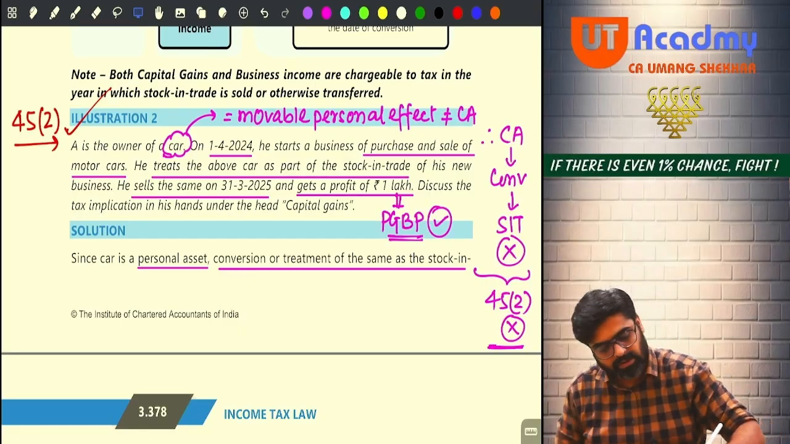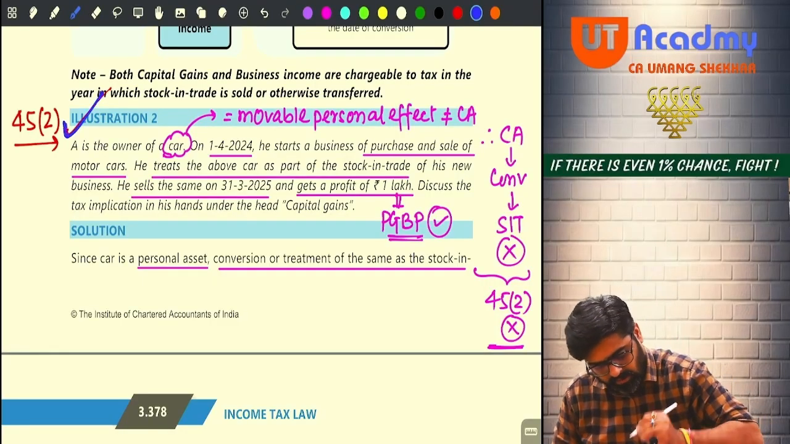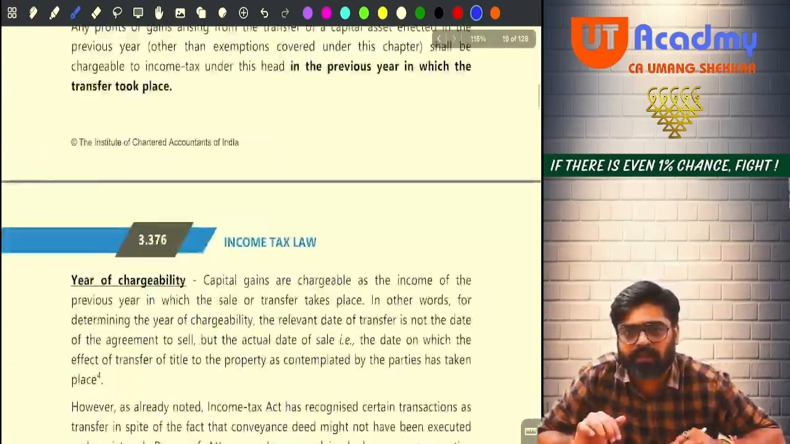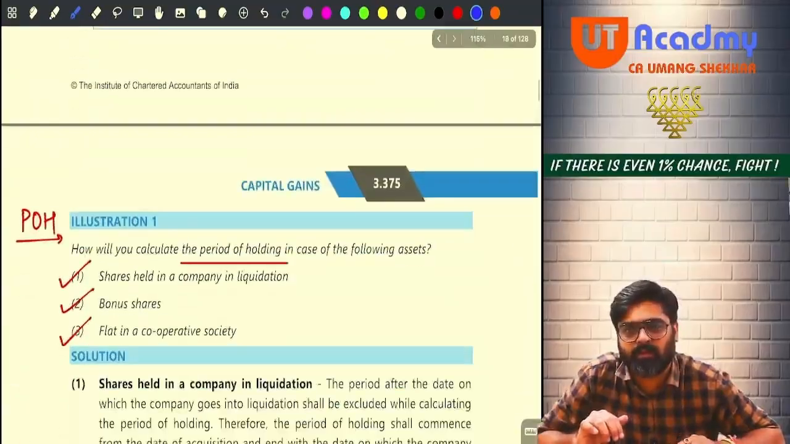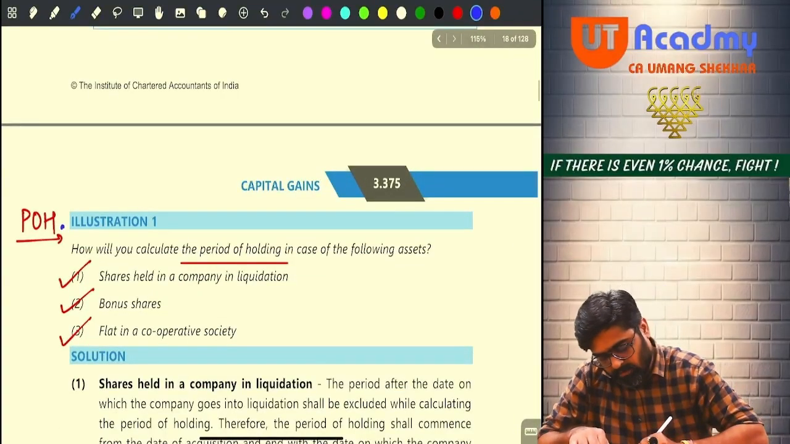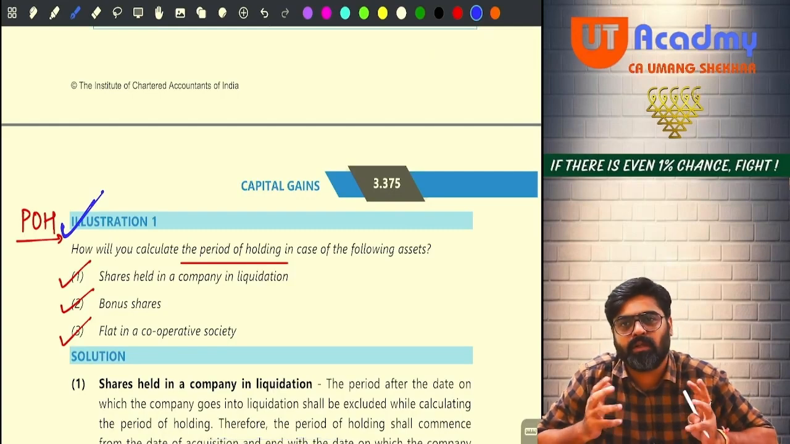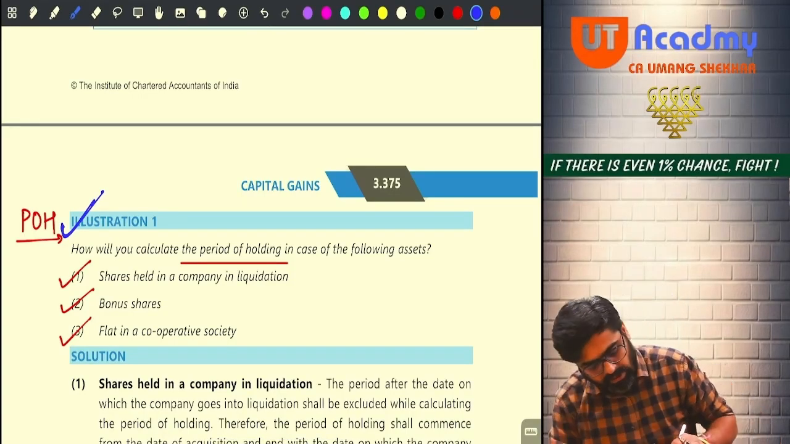Okay, so this question is done. Question number 2 is done. Come to question number 1 now. Illustration number 1. See, illustration number 1 is about period of holding. What will be the period of holding of the shares in the liquidation? See, write down.